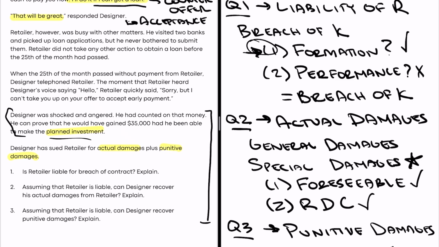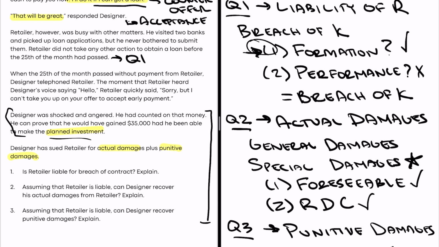After designer responds, "That will be great," the facts tell us retailer, however, was busy with other matters. He visited 2 banks and picked up loan applications, but he never bothered to submit them. Retailer did not take any other action to obtain a loan before the 25th of the month had passed. This all goes to performance of the contract. This is Q1 still. This is about the liability of retailer.